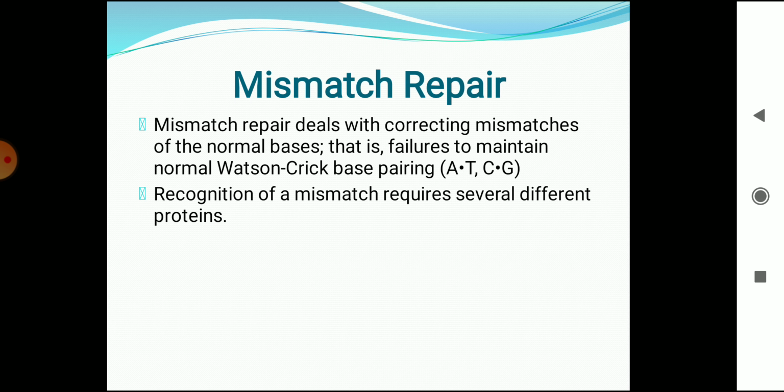Next is mismatch repair. Mismatch repair deals with correcting mismatches of the normal bases, that is failure to maintain normal Watson-Crick base pairing, that is A-T and C-G. Recognition of a mismatch requires several different proteins.